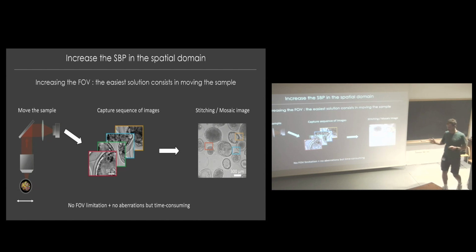And so there are several ways to increase the amount of information. The simplest one is just to move the sample. You capture a sequence of images, and you do some stitching, some mosaic. And by doing this, you can have images that are like gigapixel images. There is no field of view limitation. You don't have any aberration because you image only the center of your image, but it's really slow.